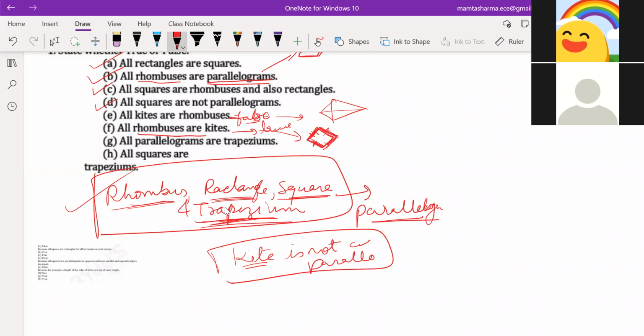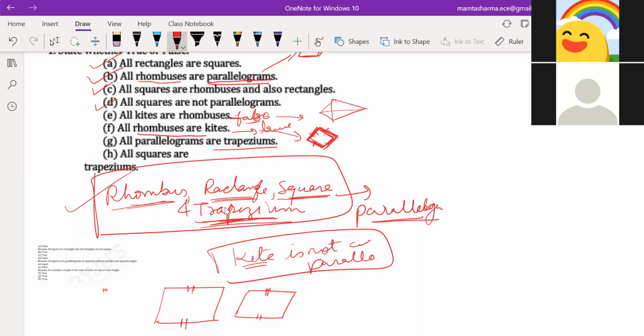Yes, ma'am, but rectangle and square are not trapezium, right? All parallelogram means opposite sides are parallel. So rhombus, square and rectangle are also parallelograms, but they are not trapezium? They are satisfying the trapezium property. In trapezium, the property is that only one pair should be parallel, then it will be trapezium. In square, two sides are parallel, but that is okay.